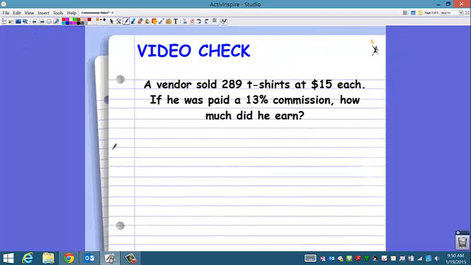Here's your video check question. A vendor sold 289 t-shirts at $15 each. If he was paid a 13% commission, how much did he earn? You need to solve this on your video check form. Again, solve it the method that's the easiest for you. Show your work, and your homework you will solve in the same manner.